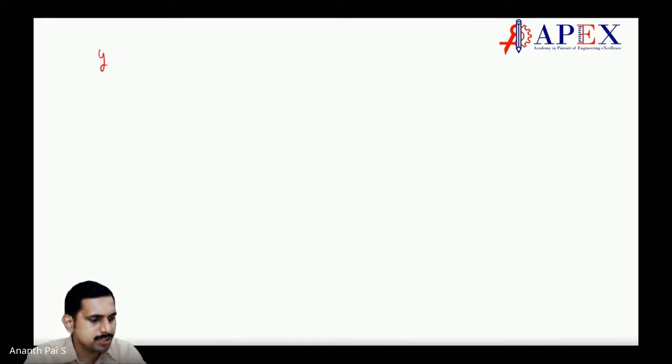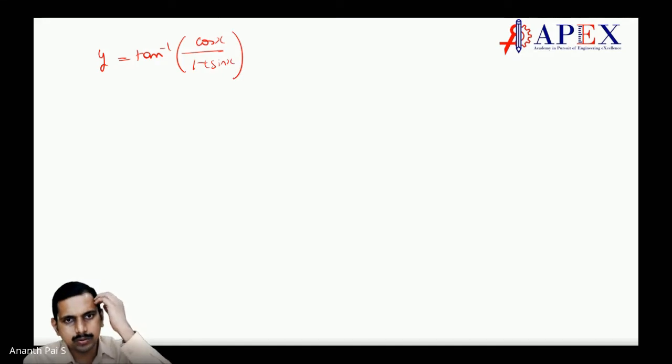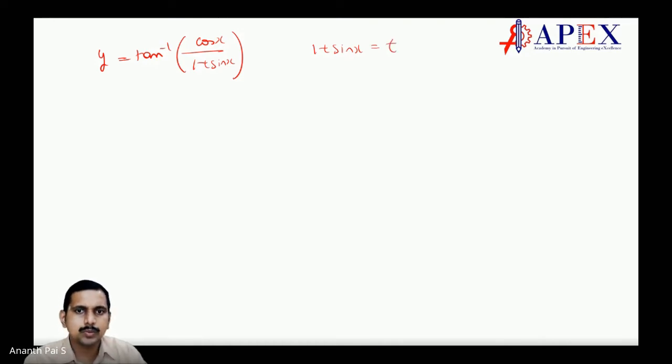What is it? y is equal to tan inverse of cos x divided by 1 plus sin x. Can we do it? We will try it out. Let us say 1 plus sin x as theta, or t. Fine. So what happens? 1 plus sin x is t. What happens when you differentiate this?